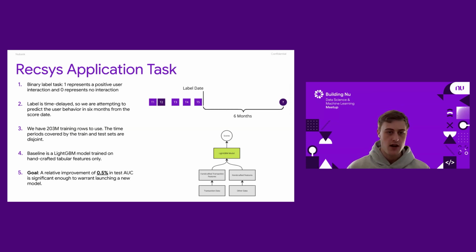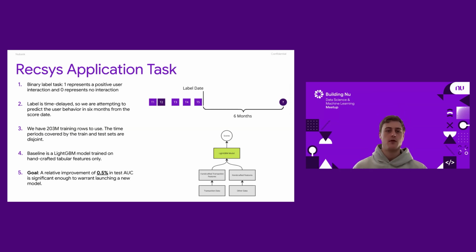We have 203 million training rows to use. In this case, a training row is not necessarily a unique user. It's a unique user label combination. So we might have multiple settings of the same user, but they occur at different times with different transaction sets and potentially different labels. And importantly, the time periods covered by the train, validation, and test sets are all disjoint. So we're training and evaluating in a way where we want to be sure that the performance is going to hold as we get further from the train set in time.